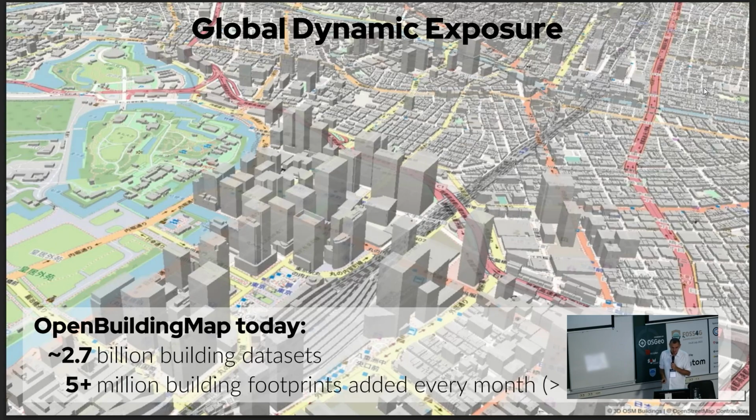So the global dynamic exposure, what we sometimes call our open building map today, consists of 2.7 billion building data sets. And as you know, OpenStreetMap is growing. The building data in OpenStreetMap is growing by about 5+ million building footprints every month, so 2 per second on average. And I just want to stress that whenever we get this one building, we process it separately. We're not processing in bulk, saying, okay, buildings in that area are this and this. No, every building is separately processed.